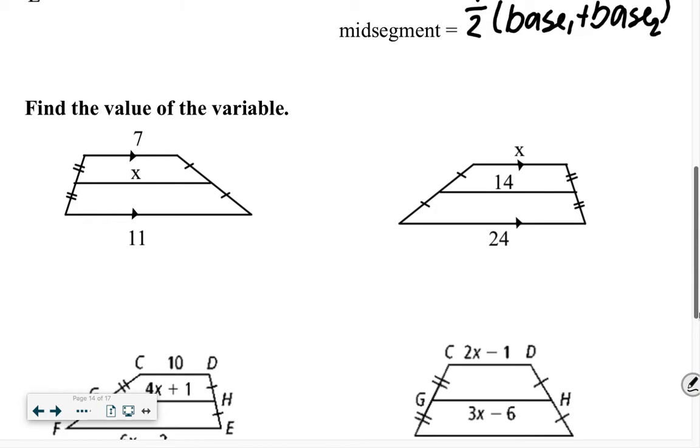What's my mid-segment if my bases are 7 and 11? 9. Halfway between 7 and 11 is 9. If my mid-segment is 14, one of my bases is 24, how can I figure out what my other base is? 4. How'd you get that? Yeah, plus 10 here, minus 10 up top. Okay. Questions on those two?